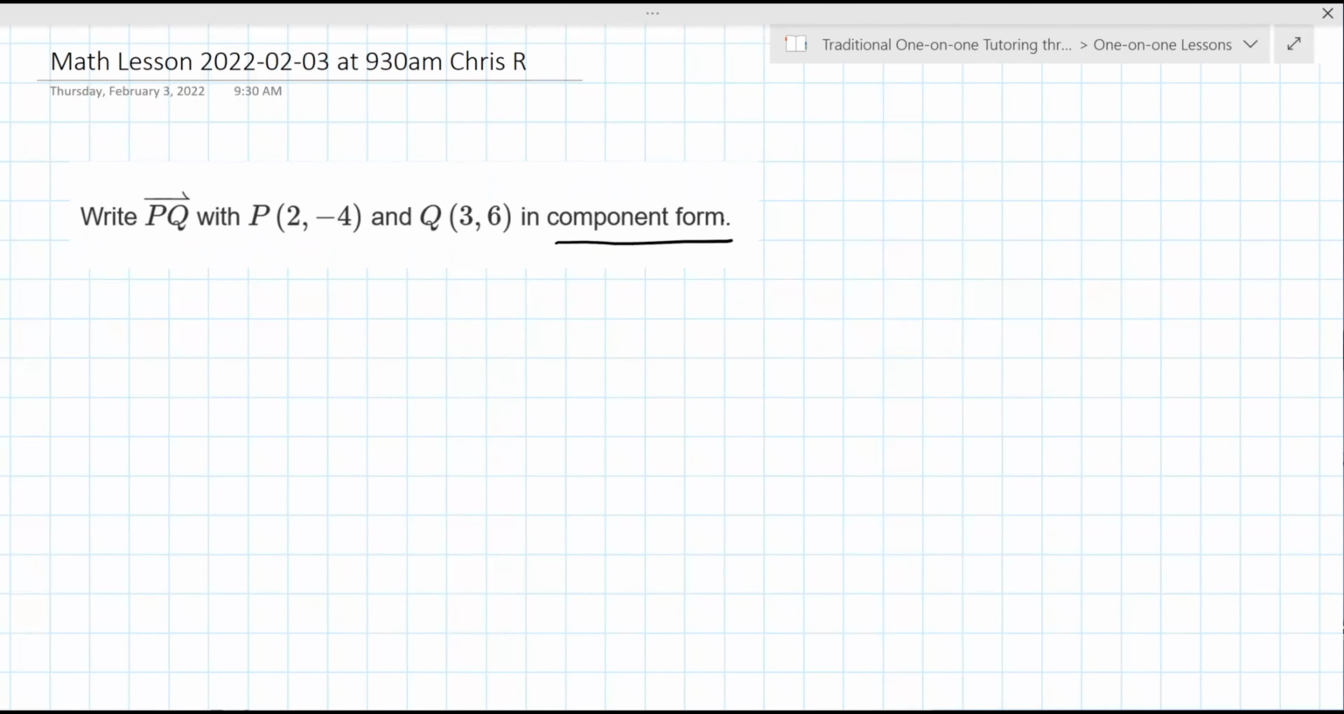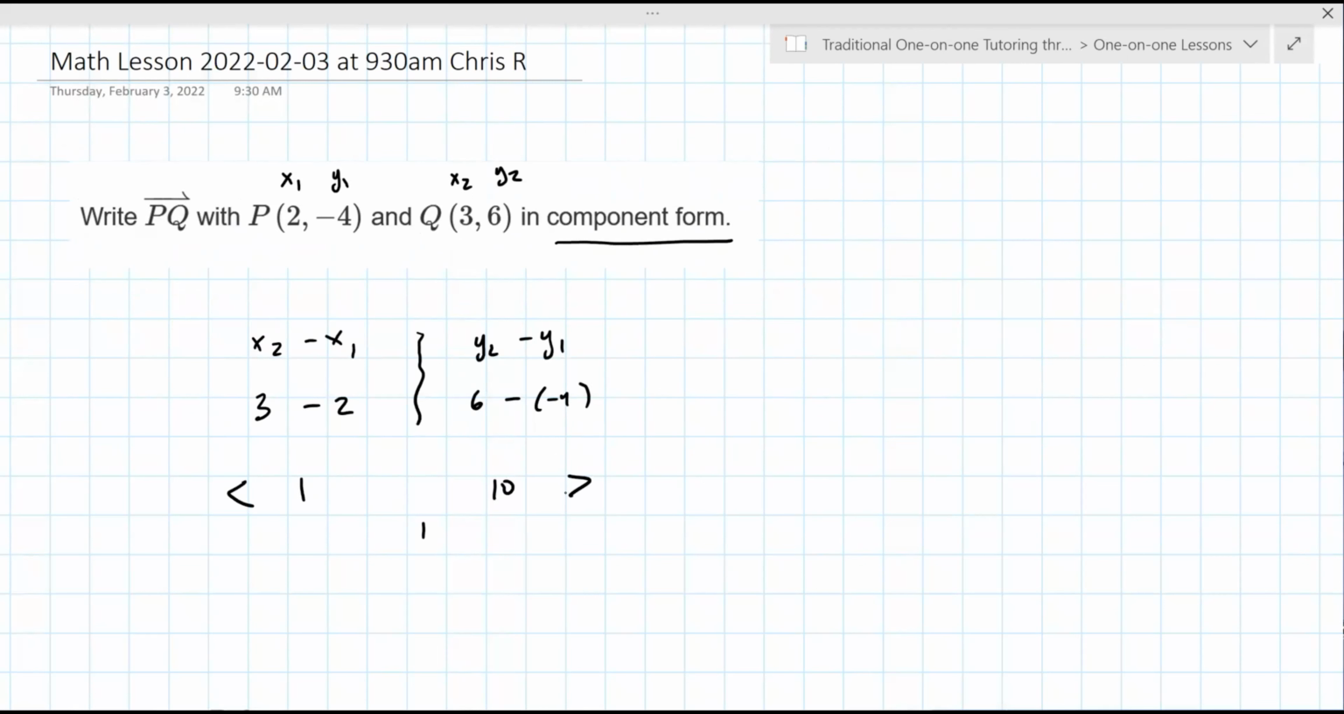Form, you just need to be told what to do here. Think of this as x1, y1, x2, and y2. You take x2 and subtract x1. So in this case, 3 minus 2. That's 1. And then you do the same thing with the other one. It's y2 minus y1. 6 minus negative 4. So that's 10. And then this becomes your new vector, 1 comma 10.